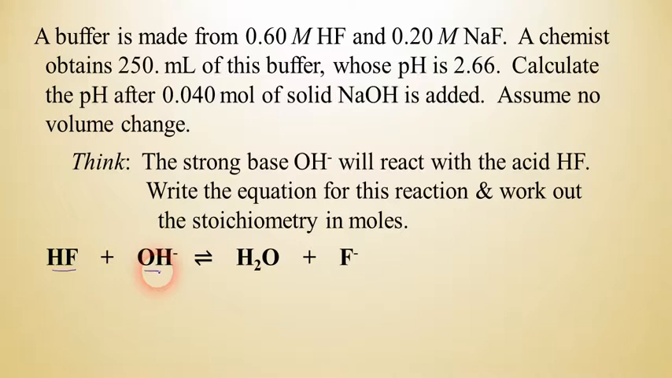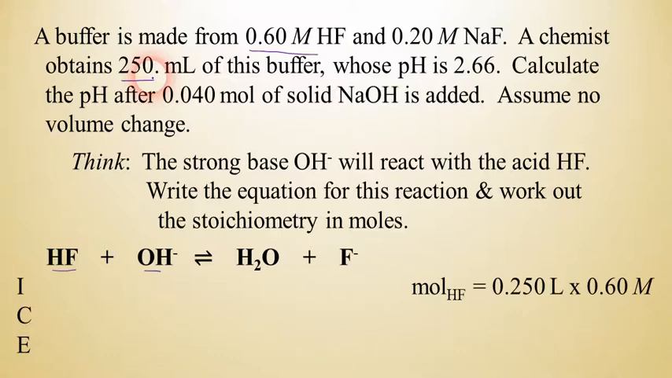Anytime we have a strong acid or a strong base reacting, we have to figure out the moles. So an ice box is the easiest way for that. And so we'll start with the acid here. We have 0.60 molar acid, and we have 0.250 liters of that. So when you multiply that out, we should get that it is about 0.15 moles of the hydrofluoric acid.